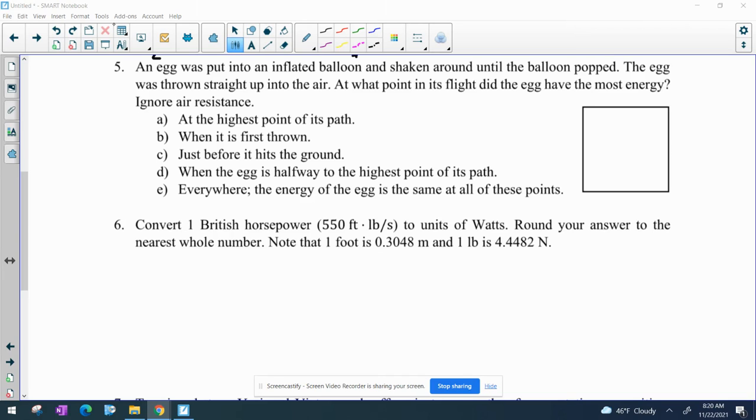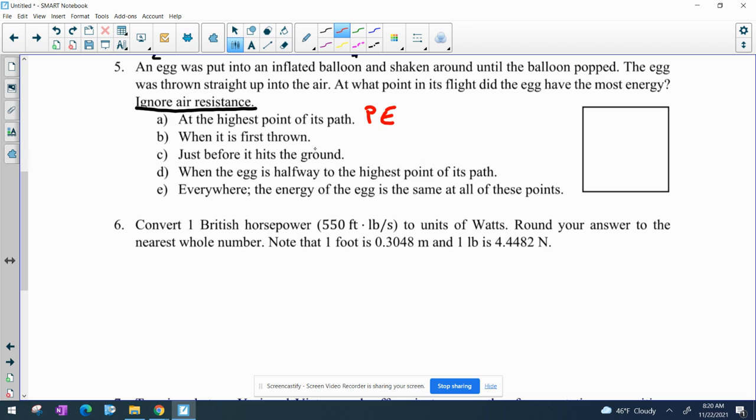All right, so question 5 is really just a conservation of energy question. Importantly, they tell us to ignore air resistance. So that's the first hint that this egg is going to have the same amount of energy everywhere in its path. So at the highest point of its path, it's going to have no kinetic energy, but it's going to have potential energy.